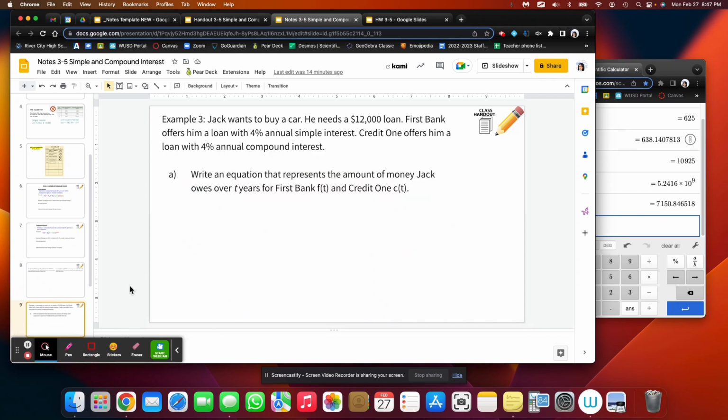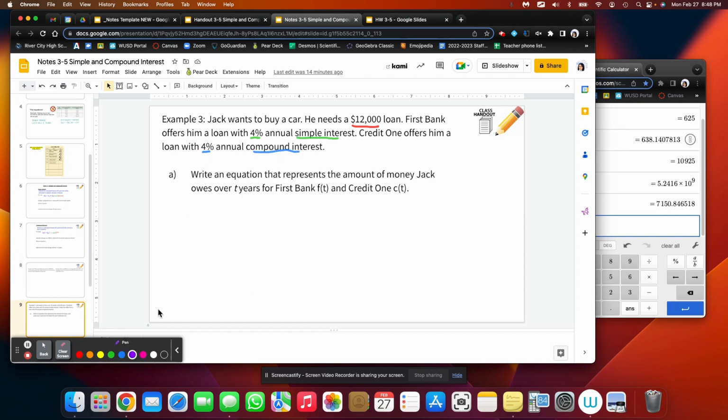All right, let's look at another example here. So it says Jack wants to buy a car and he needs a $12,000 loan. Then it tells us that First Bank offers him a loan with 4% annual simple interest. And then we have another bank, Credit One, offers him a loan with 4% annual compound interest. So part A says to write an equation that represents the amount of money Jack would owe after t years for First Bank and Credit One.